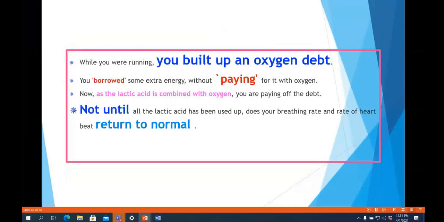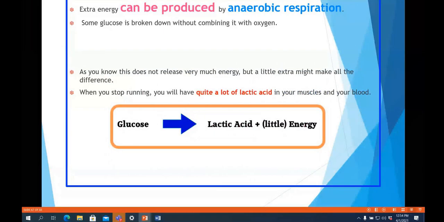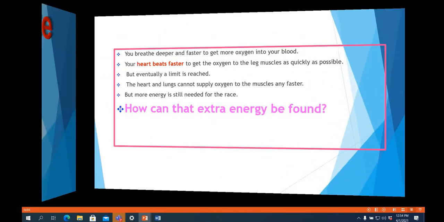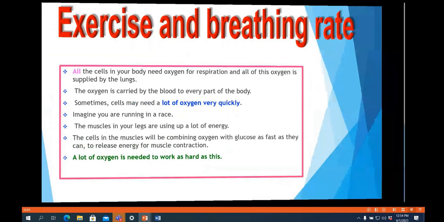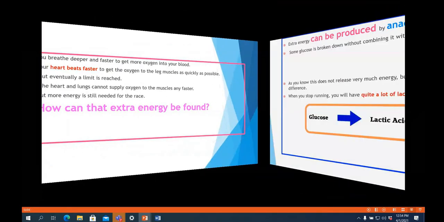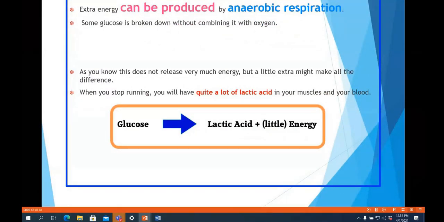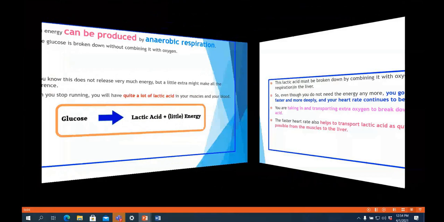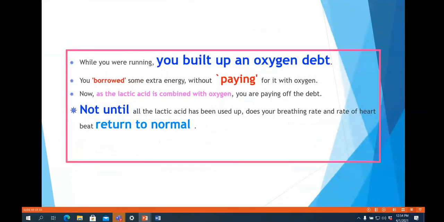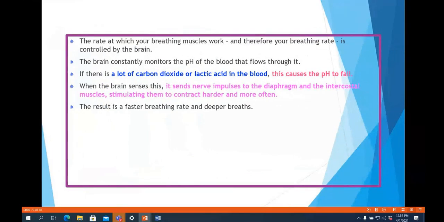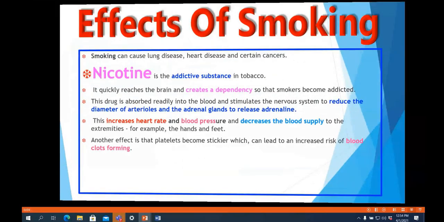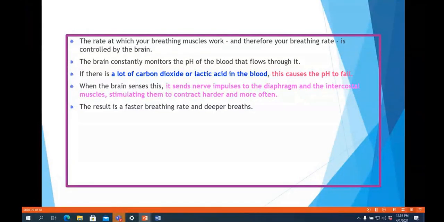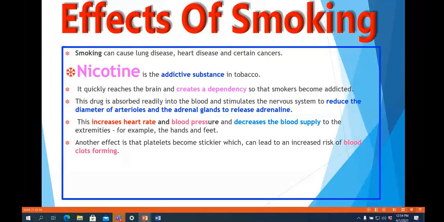Clear, ladies? So this is what happens when you're exercising, and this is why you are breathing faster when you're exercising, in order to provide your muscles with extra oxygen. And though you're breathing faster, you cannot provide enough, so your cells are provided with energy anaerobically, and after that the lactic acid which is produced is removed from your body by breathing faster even after you stop exercising, for about 7 to 8 minutes. Clear so far, ladies? Any doubts or questions? All clear, my dears? Yes, all clear. Okay, great.